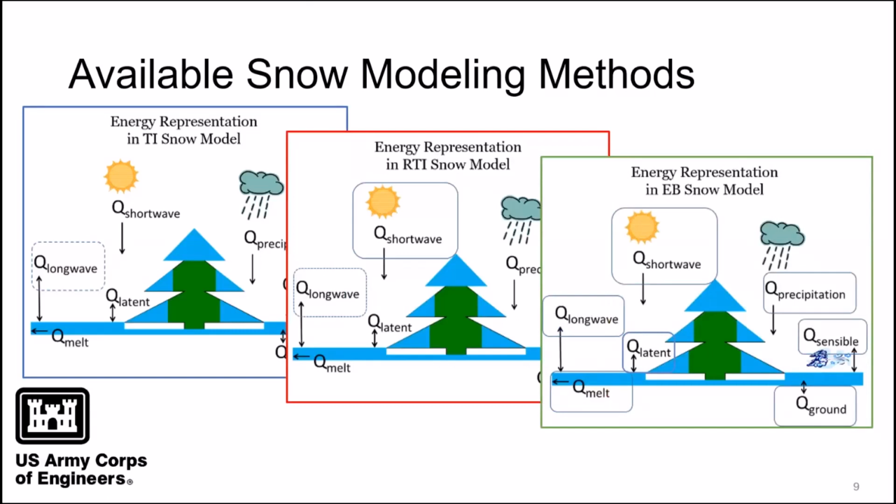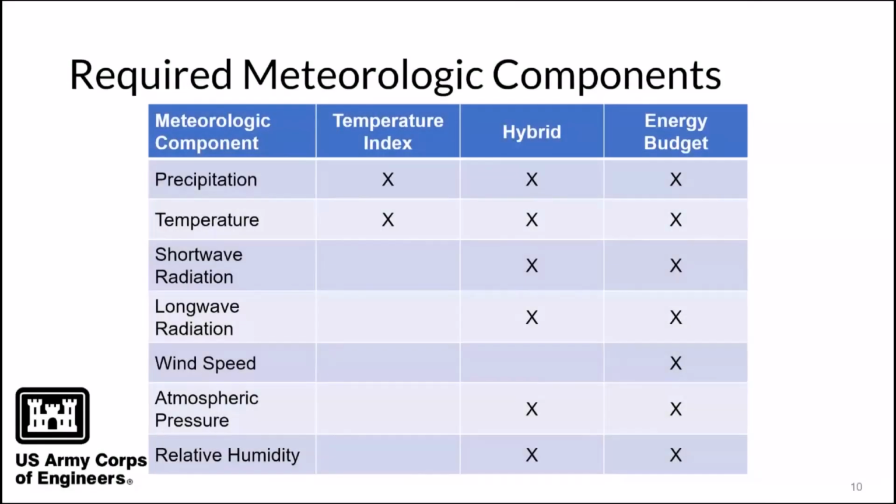Okay, next. For the temperature index, the only boundary conditions it ever needs are precipitation and temperature. And then the hybrid needs quite a few of them. And then for energy budget, you need every single one of them. And with this, I'll pass it to Mike.